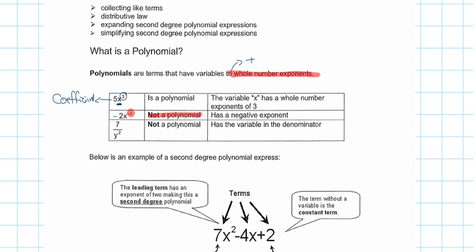How about this? This is also not a polynomial because the variable is in the denominator. So for this variable to be in the numerator, right, that would be 7y to the power of negative 2, right? So technically, the variable should be in the numerator, okay? The variable should be on the top. It shouldn't be at the bottom, okay?